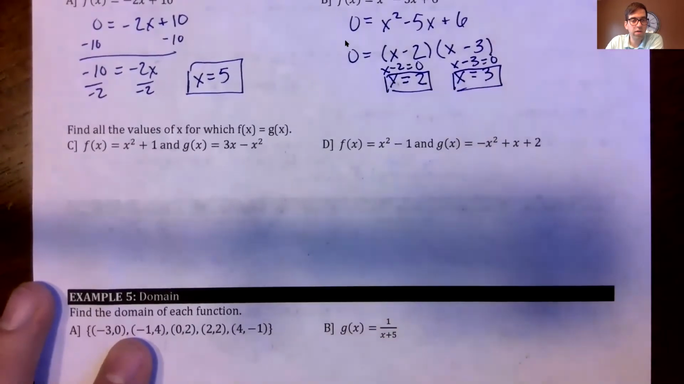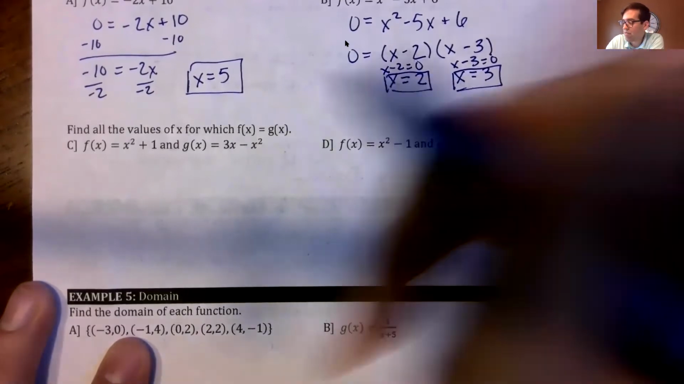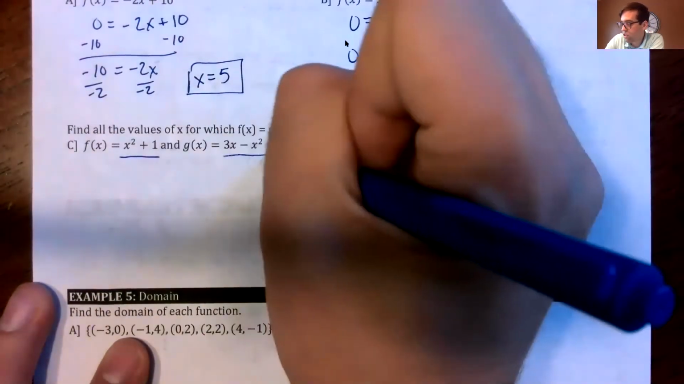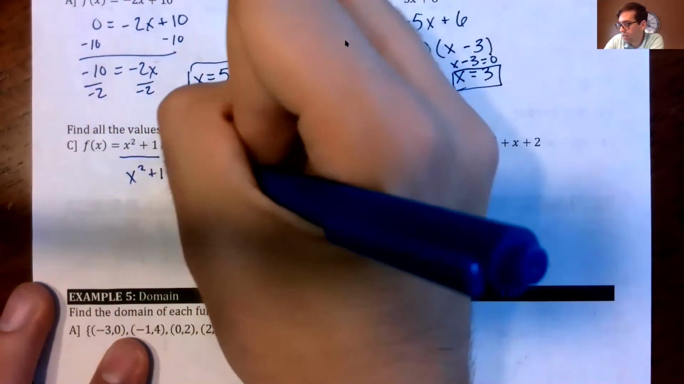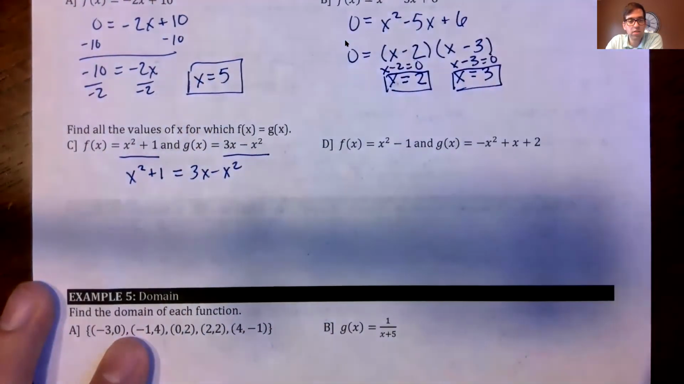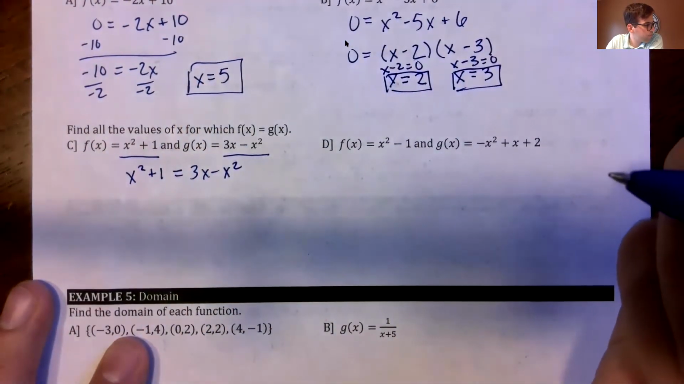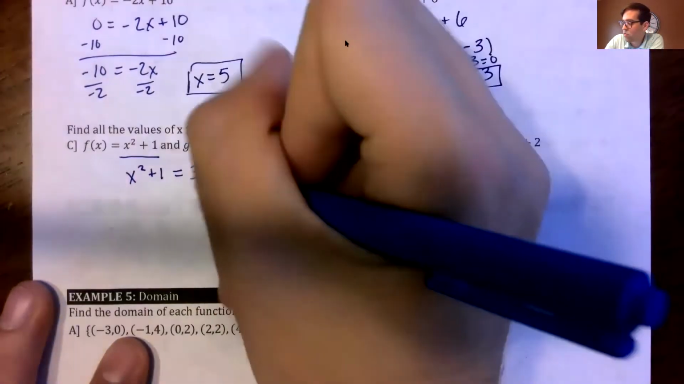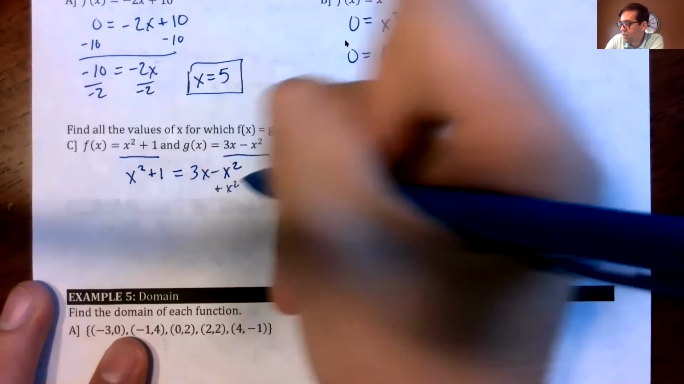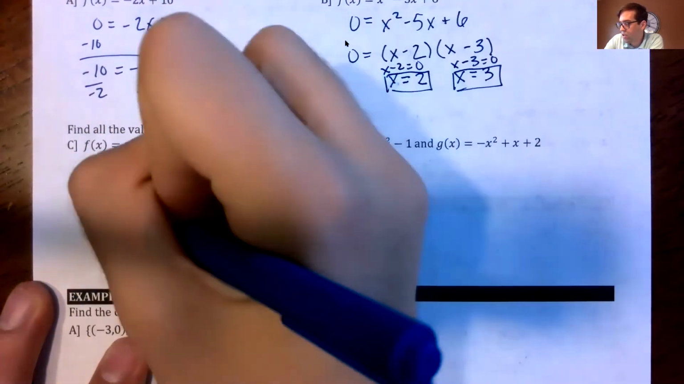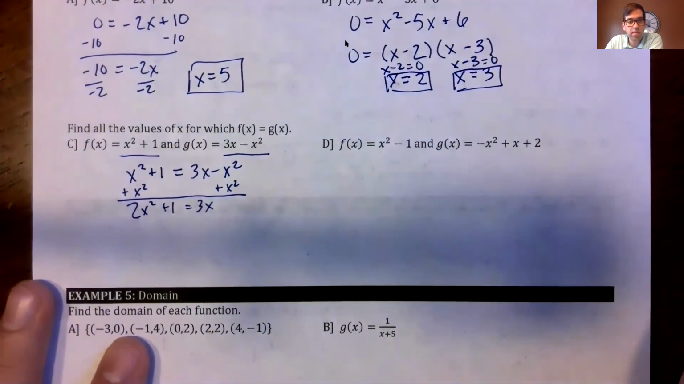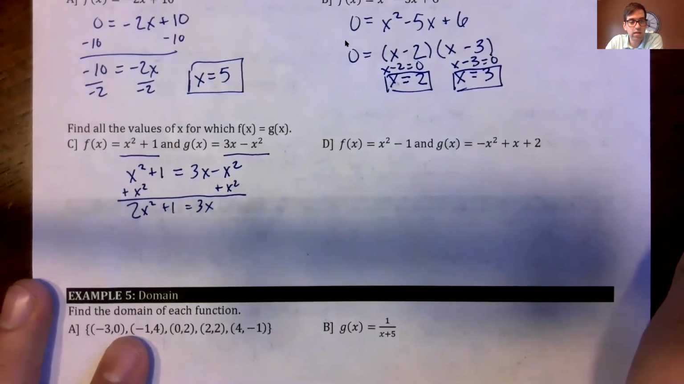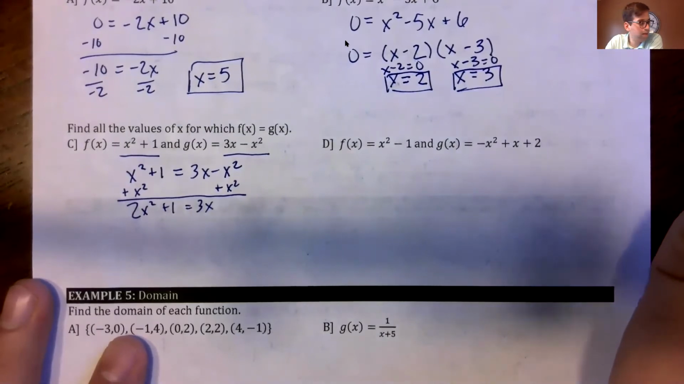So for C and D, we're going to find all the values of x for which f of x equals g of x. So we're just going to set the f of x equal to the g of x, and then solve for x. So we have x squared plus 1 equals 3x minus x squared. And then I'm just going to start to solve this for x. So the first thing I'm going to do is add x squared to the other side. And we get 2x squared plus 1 equals 3x. And it's becoming pretty clear to me that the x's and the x squareds are not going to cancel out. So I'm going to have to solve this like a quadratic.